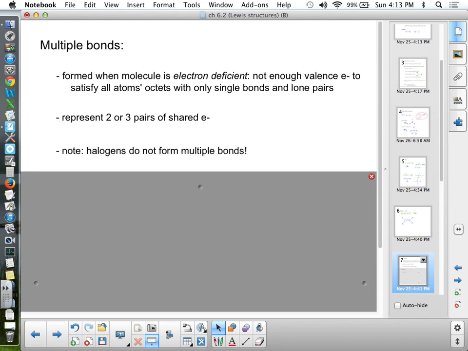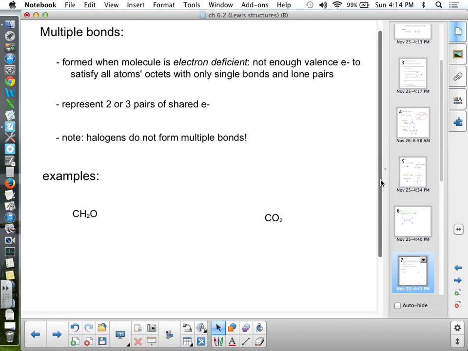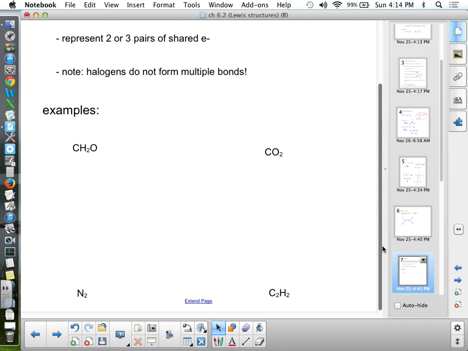One important note is that halogens do not form multiple bonds. By the way, all of these little factual details, like the fact that halogens don't form multiple bonds and the exceptions to the octet rule, you do not need to memorize those. I will give them to you on tests and quizzes. So let's do a few examples of molecules with multiple bonds.